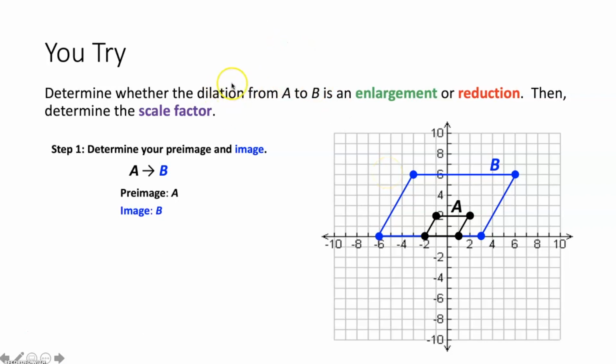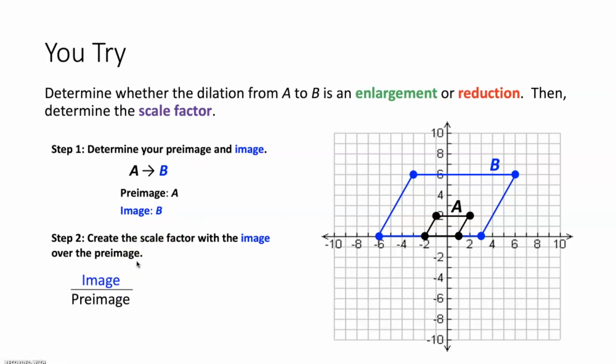Next, we're determining whether this dilation is an enlargement or a reduction. To do that, we have to determine the scale factor of dilation. The scale factor of dilation will tell us whether it's an enlargement or a reduction. If the scale factor of dilation is greater than 1, it's an enlargement. If it's between 0 and 1, it's a reduction. So how do we do that? Well, we take the measure of one side of our image and put it over the corresponding measure of the side of our pre-image.